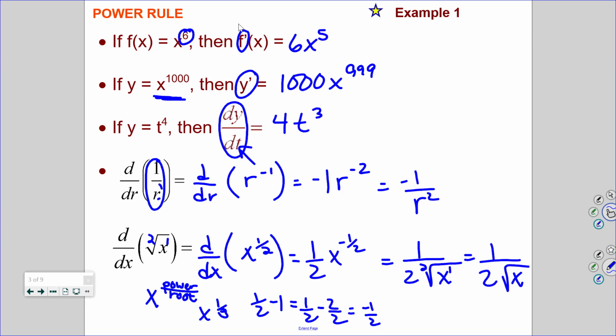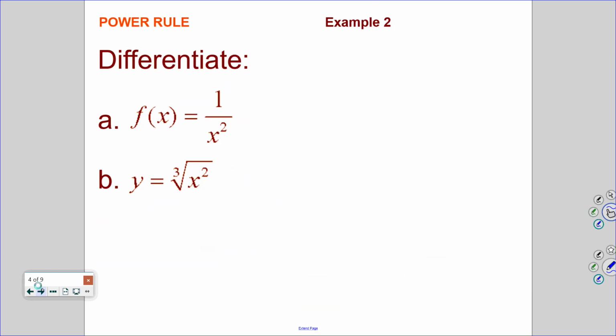Okay, now that I've shown you a couple, I want to give you a couple to try that are similar to these last two, so you can get the practice of rewriting them so we can use the power rule. I'd like for you to pause the video here and see if you can come up with what the derivative would be for each of these functions. Start first by rewriting it and then use the power rule. Okay, so this would be x to the negative second power.